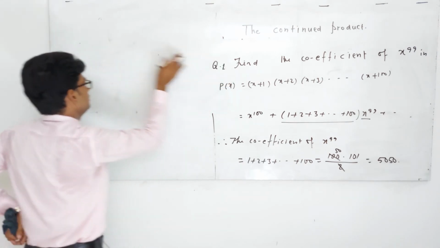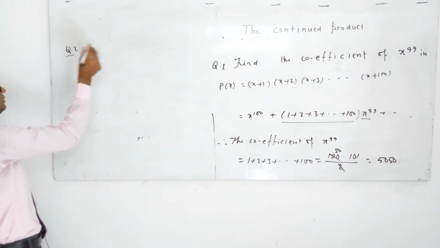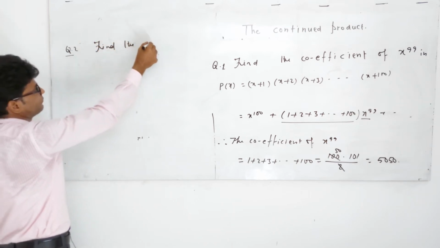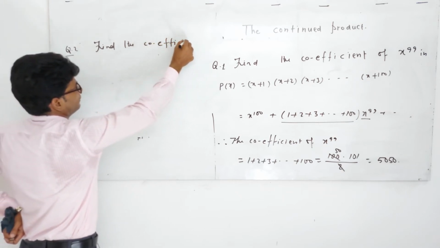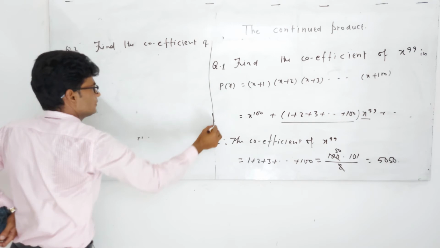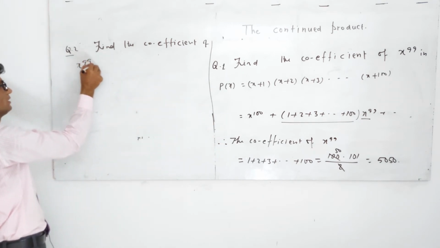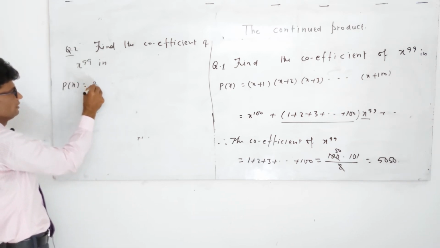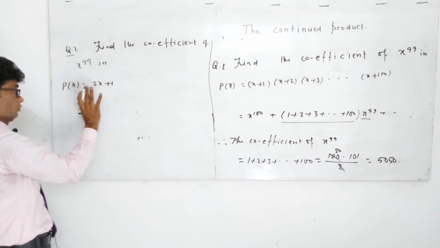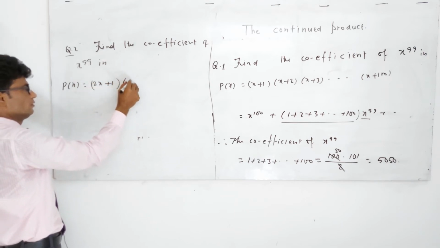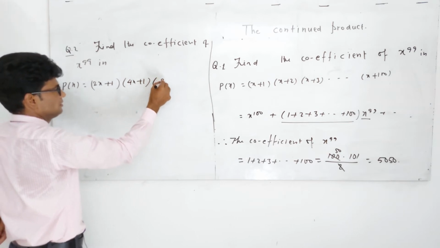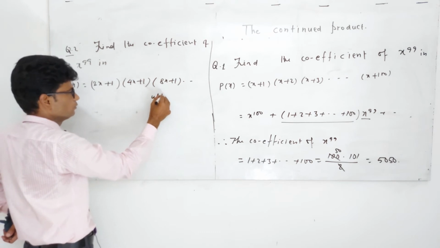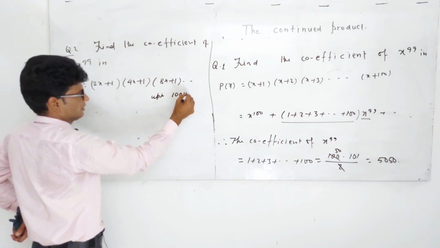Question number 2. Find the coefficient of x to the power of 99 in p of x is equal to 2x plus half, 4x plus 1, 8x plus 1, and so on and so forth up to the 100th factor.